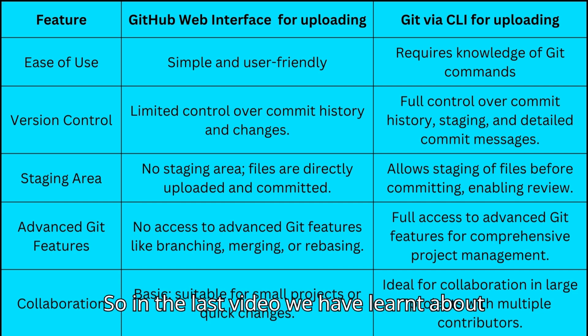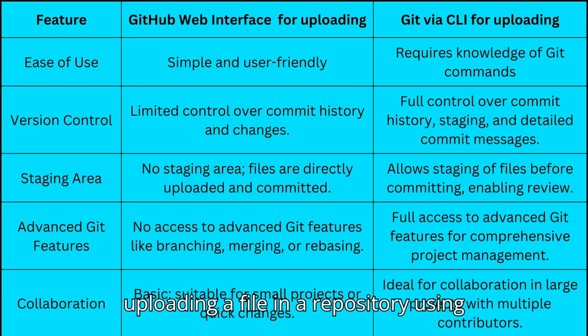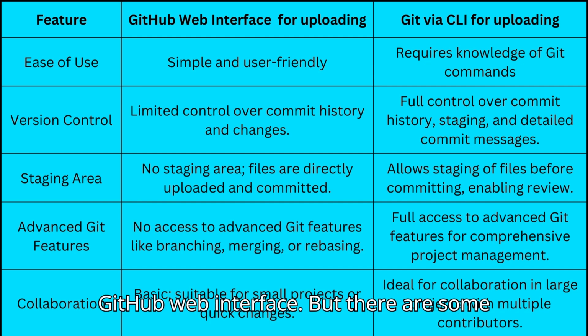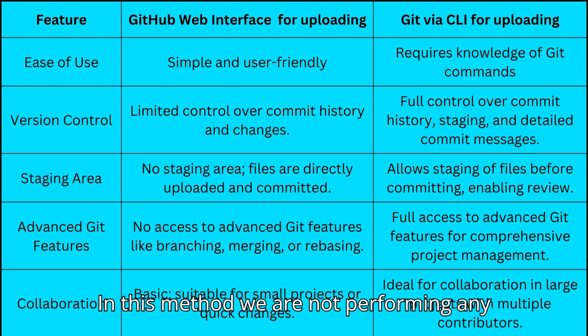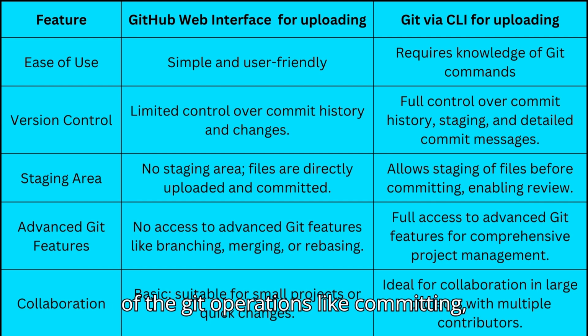So in the last video, we have learned about uploading a file in a repository using GitHub Web interface. But there are some disadvantages using this method of uploading. So we will go through the disadvantages. It is suitable only for uploading small project files. In this method, we are not performing any of the Git operations like committing, branching, or merging directly. So we won't have as much control over the commit history or the commit message.